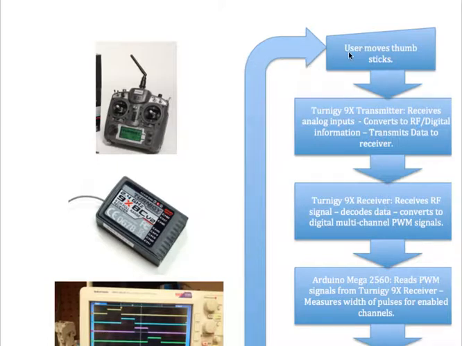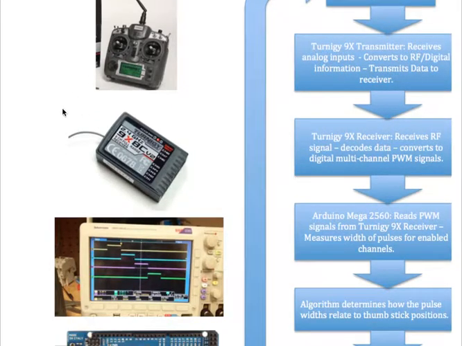The user moves the thumbsticks, that's the first step, these thumbsticks here, up, down, left, right, for our tank controller. Up and down on the left side control the left motor, up and down on the right side control the right motor. And that Turnigy 9X transmitter receives those analog inputs. They're analog because they're in real time, and it converts them to RF digital information and transmits it to the Turnigy 9X receiver module.